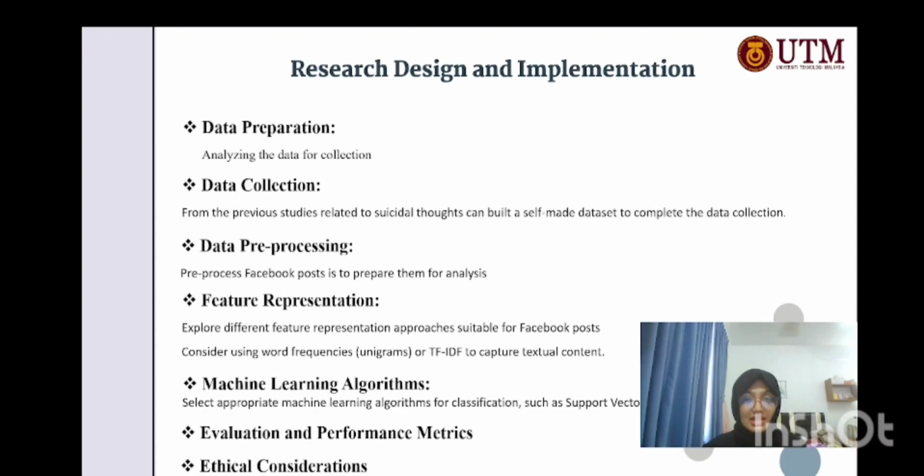This is research design and implementation. This one is based on data preparation and then data collection. The data is already collected from the previous studies, and then the data pre-processing. This one is important for the analysis, and then the feature representation. I will consider using word frequencies or TF-IDF to capture textual context, and then the machine learning algorithm selection, selecting appropriate machine learning algorithms for classifications such as support vector machine or logistic regression, and then the evaluation and performance metrics. Lastly, the ethical consideration will be a part.